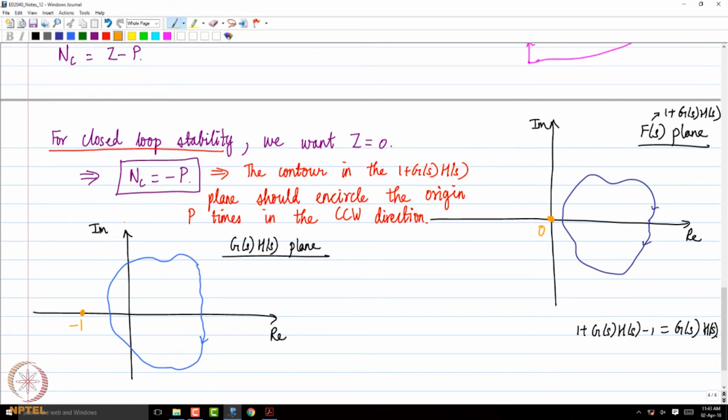So we can say that the number of encirclements of the origin in the 1 plus G(s)H(s) plane is the same as the number of encirclements of the minus 1 point in the G(s)H(s) plane. Do you agree? Let me repeat that statement once again. The number of encirclements of the origin in the 1 plus G(s)H(s) plane is the same as the number of encirclements of the minus 1 point in the G(s)H(s) plane. I have not changed the function, I have just shifted the contour by 1 to the left, alright?